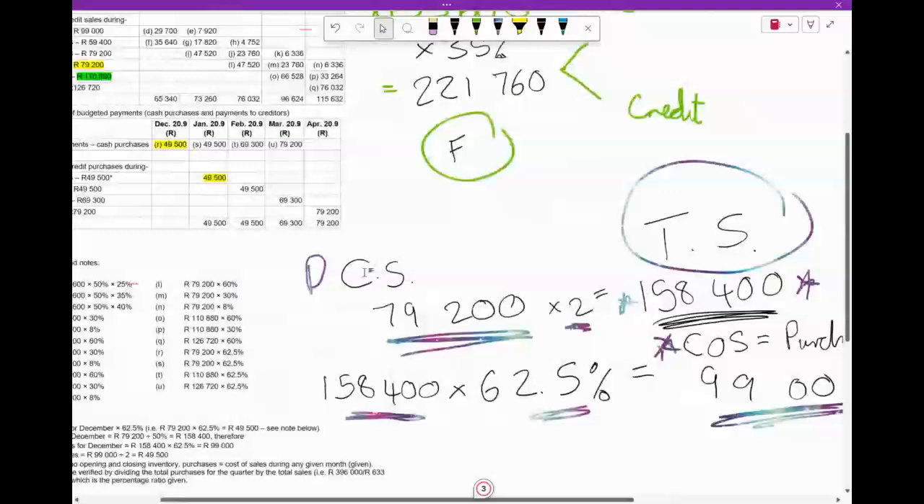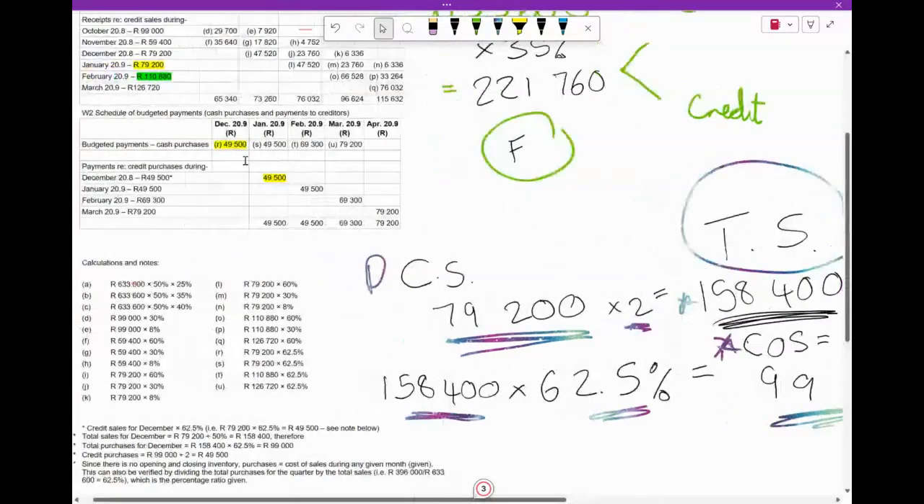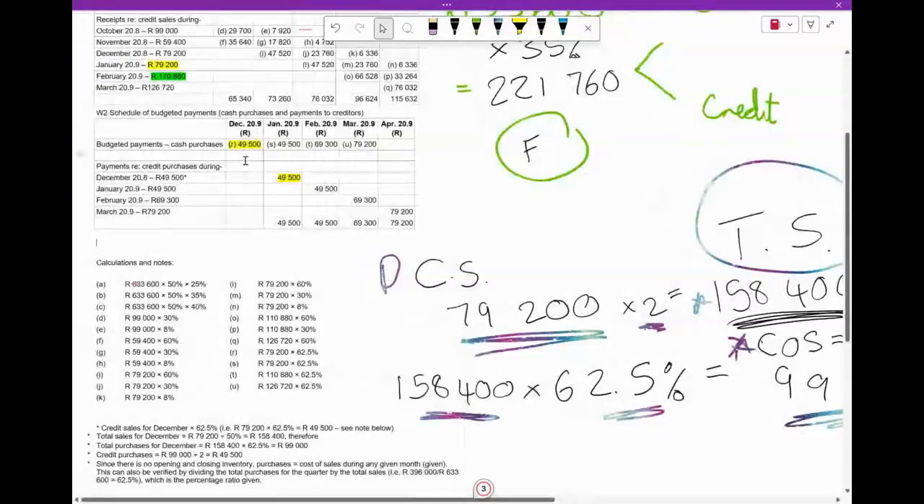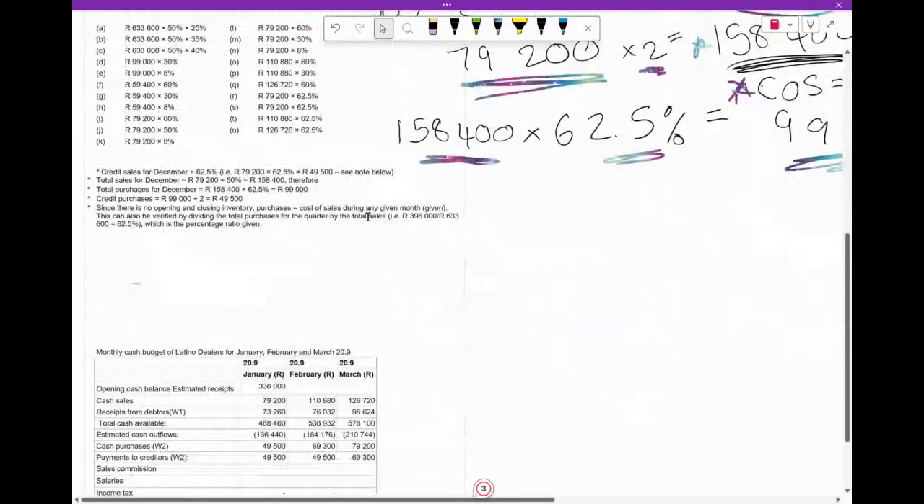No, it's fine. You can see you are just repeating the process over and over again. Everybody happy with how we're getting our cash purchases and our credit purchases? Is it flowing? Okay. And then obviously you total, and happiness there.